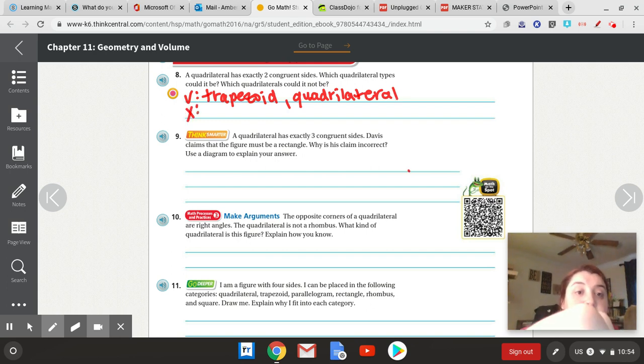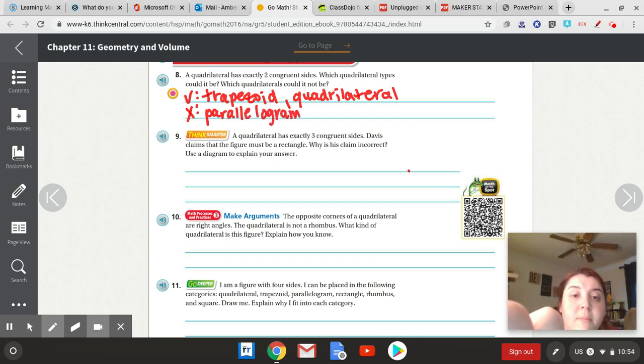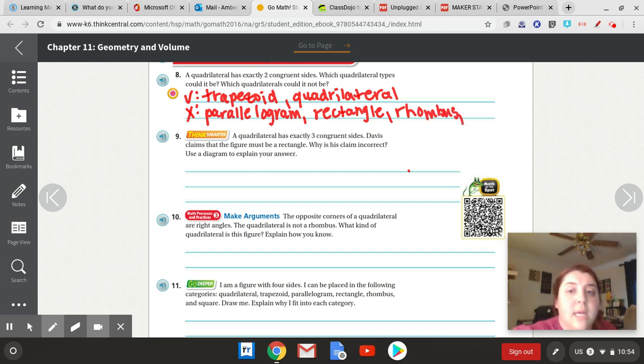That means that this can't be a parallelogram. It can't be a rectangle. It can't be a rhombus. And it can't be a square. Okay? So don't overthink that one.